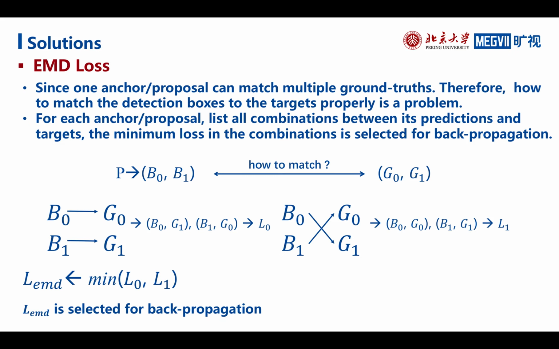After we obtain multiple predictions for each proposal or anchor, they will map to different target objects. For illustration, we make one proposal or anchor map to two different target objects at the same time. Making these two different predictions map to the two different targets is a problem. We propose to list out the combinations between the predictions and the targets. Each combination will produce one loss, and the minimum loss will be selected for backpropagation. To optimize the detector, we call such a loss function EMD loss, which is the abbreviation of earth mover's distance.